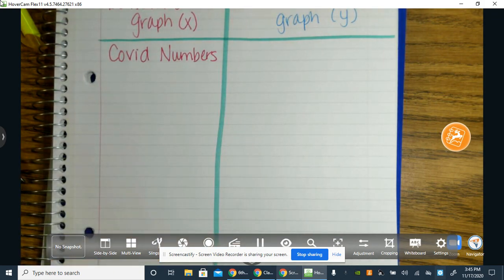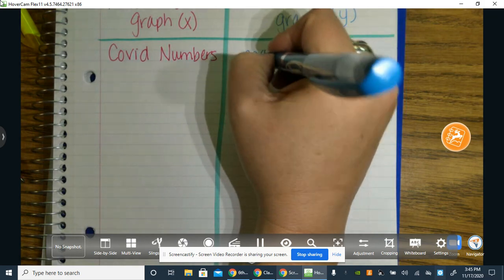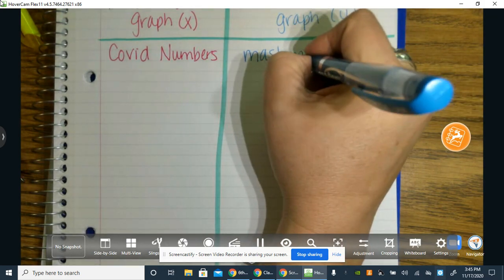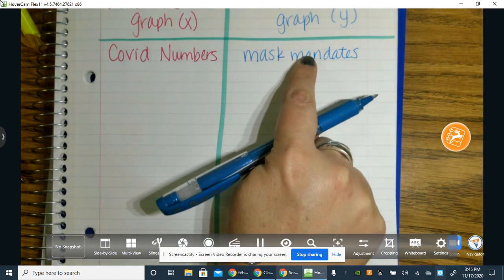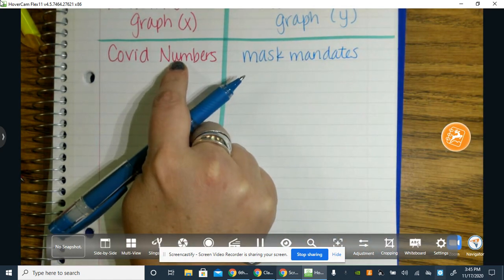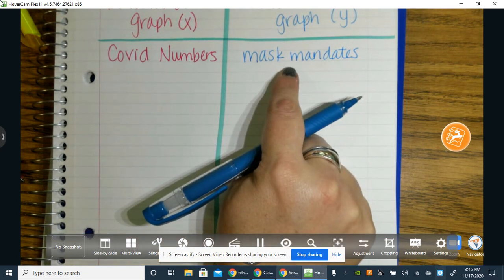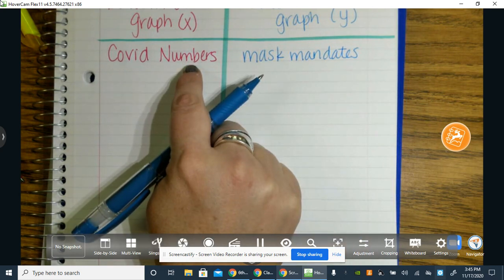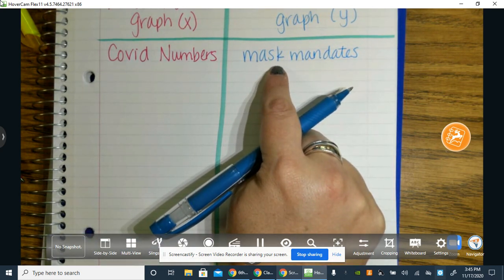An example: our mask mandates depended on our COVID numbers. Back in March, April, and May, when COVID numbers were down, we didn't have mask mandates. But when COVID numbers rose, states implemented the mask mandates.